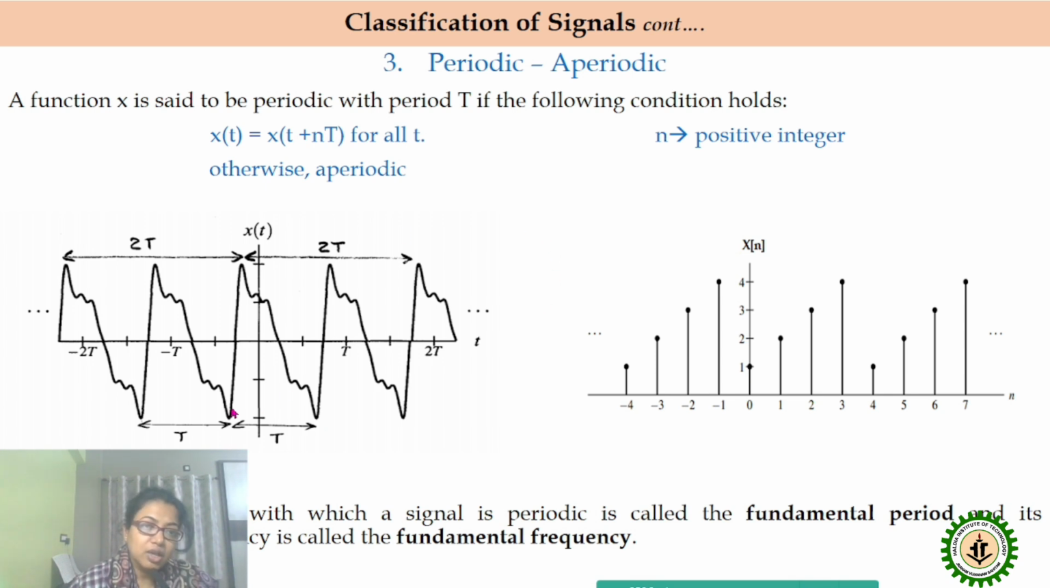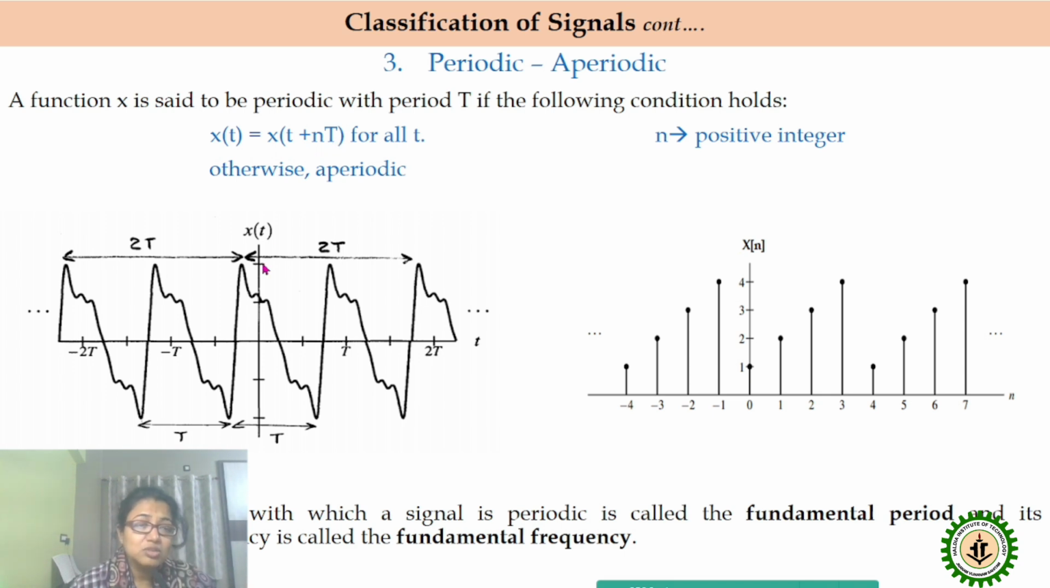So the time period is your t. It means one signal is repeating itself after certain intervals, which is your capital T. In that case we can say the signal is periodic. If it is not, then we can say it is aperiodic. So there is a formula, x of t equals x of t plus n times capital T, where capital T is the time period.